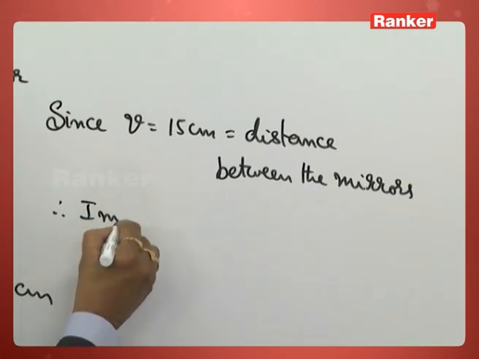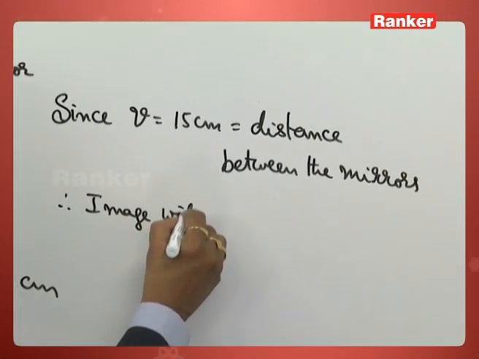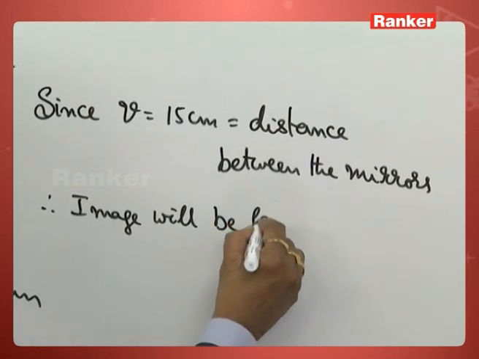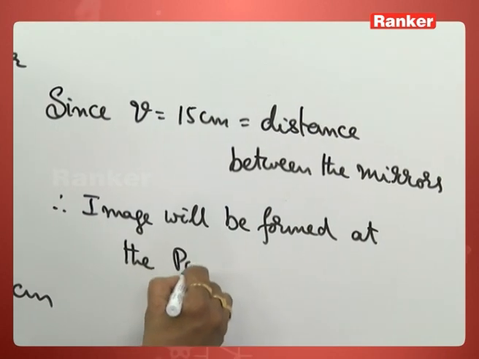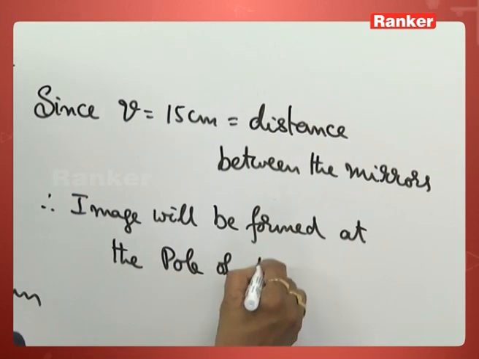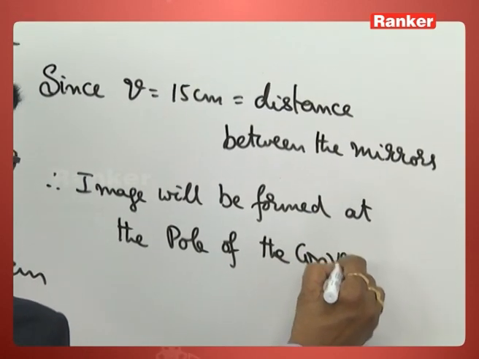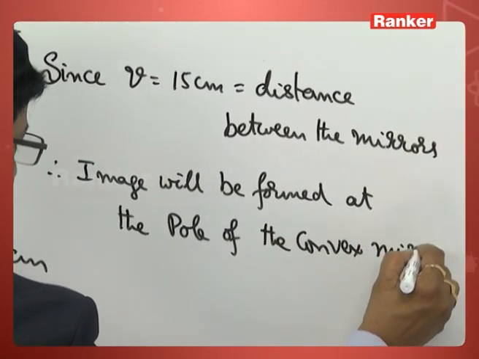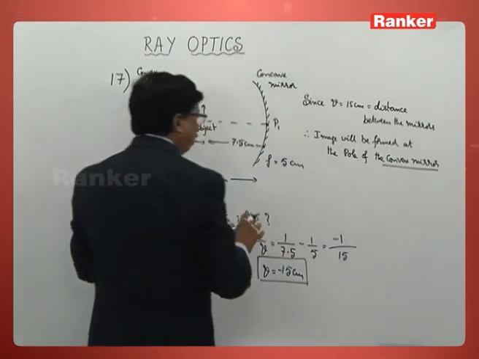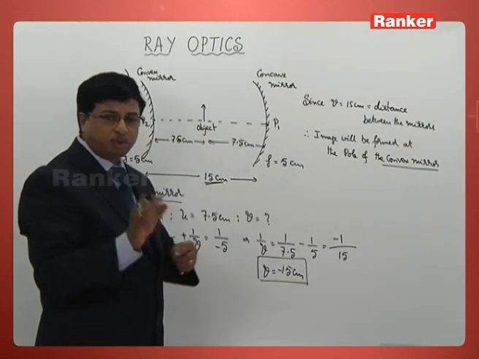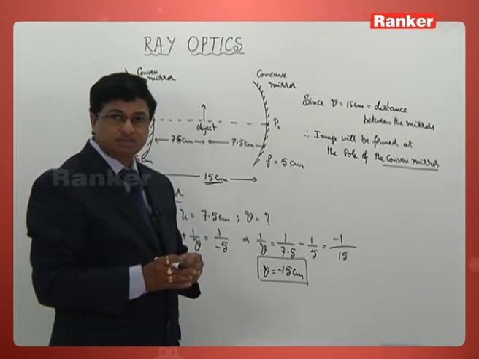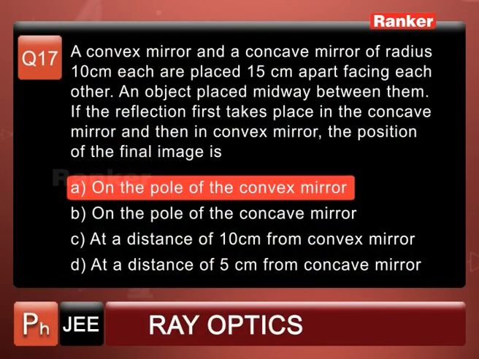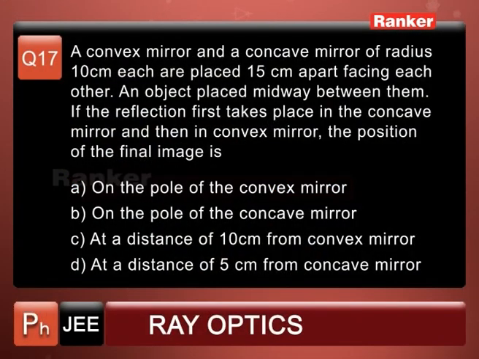Therefore, image will be formed. Image will be formed where? At the pole. Pole of what? The convex mirror. At the pole of the convex mirror. So look at the options given. The very first option, on the pole of the convex mirror, is the only one that tallies with this. So we can go ahead with this. So answer will now be A for this problem.